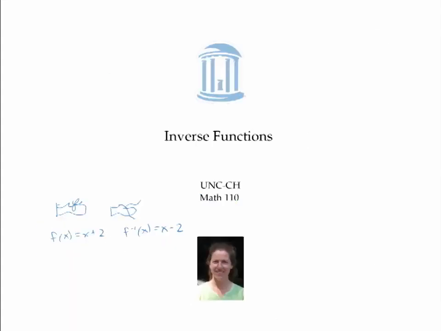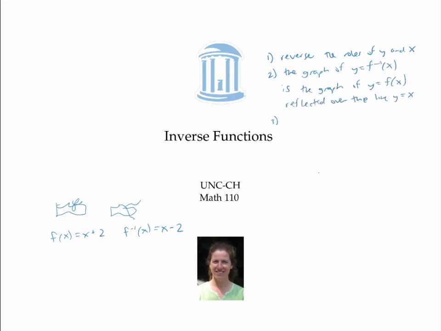In this video, we discussed 5 key properties of inverse functions. Inverse functions reverse the roles of y and x. The graph of y equals f inverse of x is the graph of y equals f of x reflected over the line y equals x. When we compose f with f inverse, we get the identity function y equals x, and similarly, when we compose f inverse with f, that brings x to x. In other words, f and f inverse undo each other.